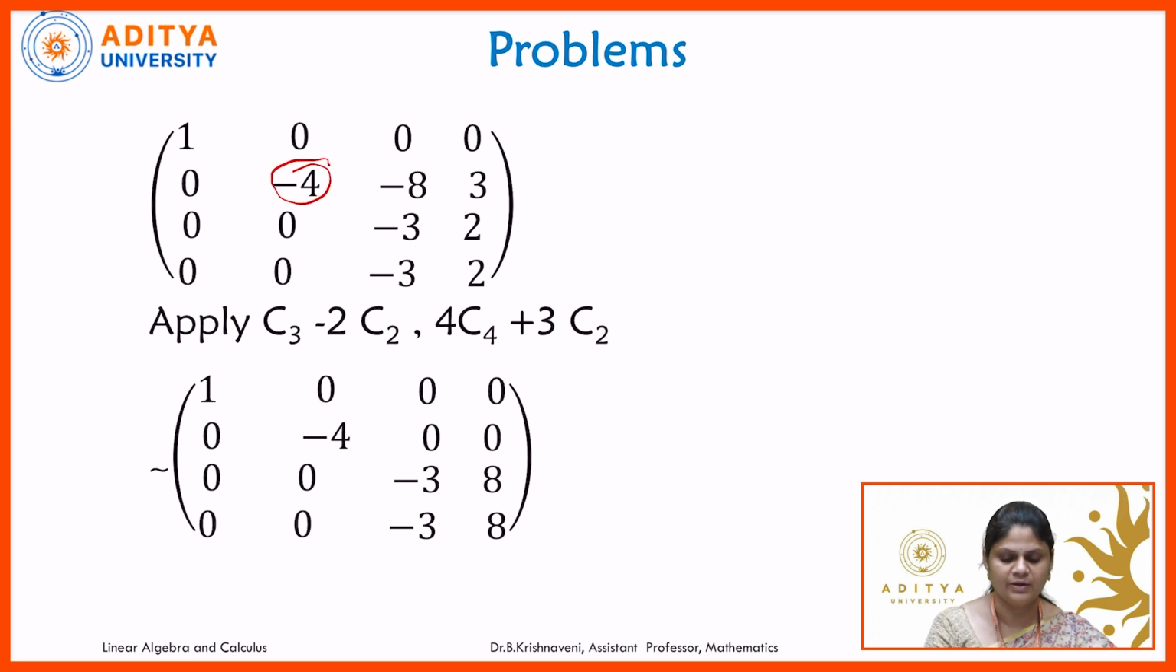Again fix the same element and make the adjacent elements zeros using column operation. For that sake, what is the operation we have to use? C3 minus 2C2, and in order to make this 3 into 0, we need to multiply C4 with 4 and C3 with 3, and if you add, you will get the value equal to 0. On applying these operations, the above matrix is again equivalent to 1 0 0 0, 0 minus 4 0 0, 0 0 minus 3 8, 0 0 minus 3 8.